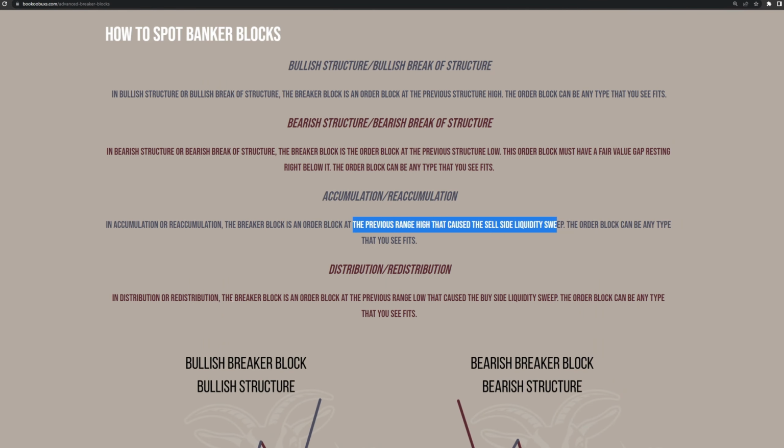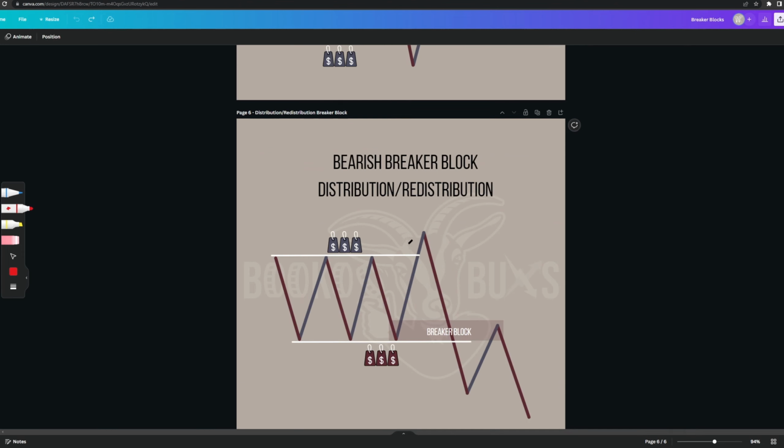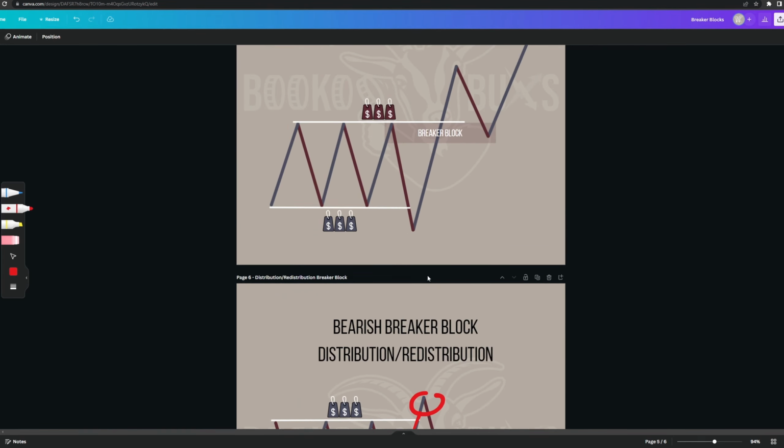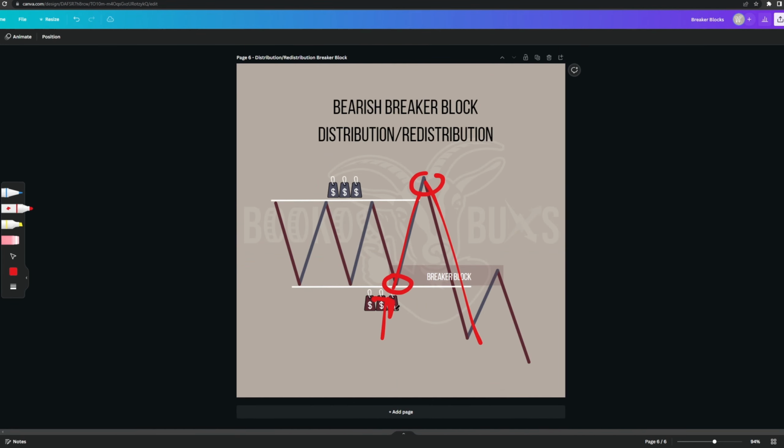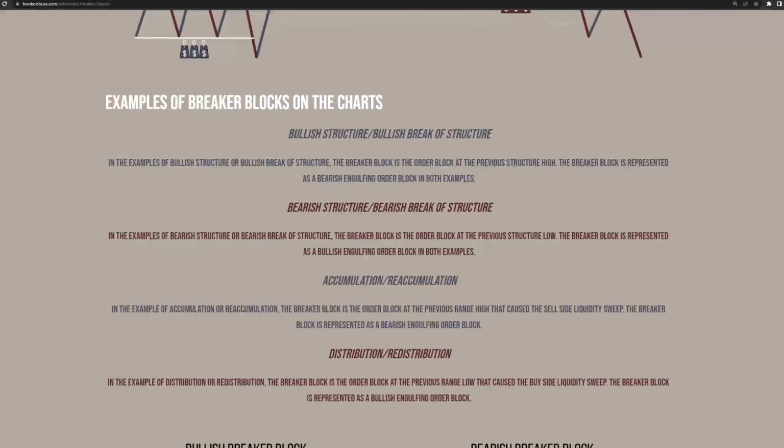In distribution or redistribution, the breaker block is an order block at the previous range low that caused the buy side liquidity sweep. The order block can be any type that you see fits. Same thing but flipped. This caused the buy side liquidity sweep before price dropped. This is the low of the range as well. The breaker block will come from here. Make sense?